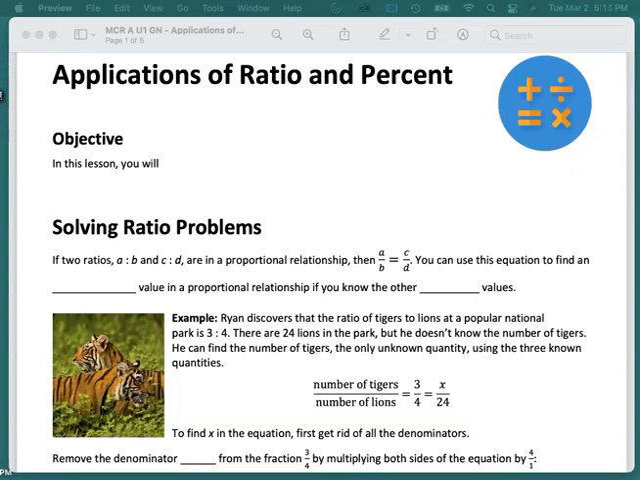This is Math for College Readiness, Semester A, Unit 1, Applications of Ratio and Percent. I'm going to go over the guided notes for this lesson. And first we have solving ratio problems.